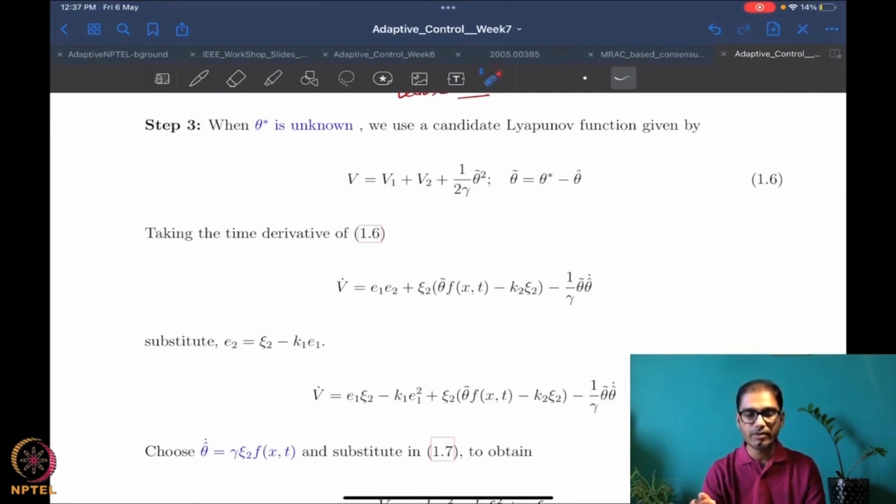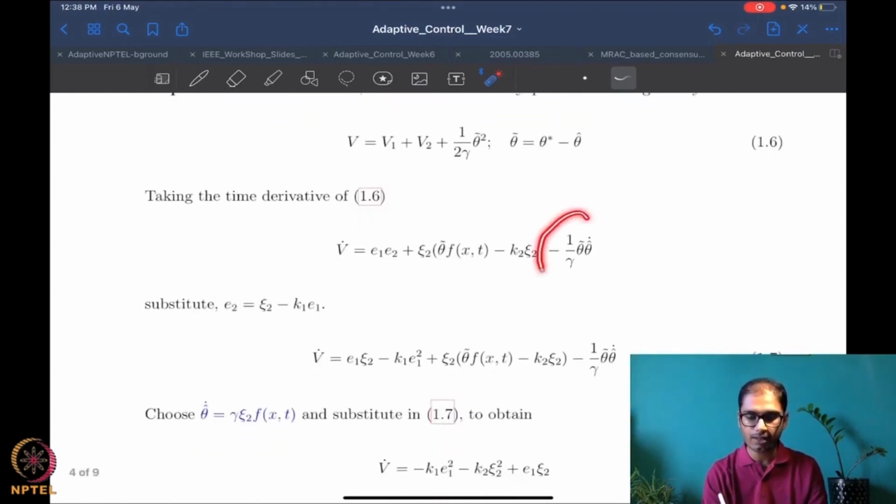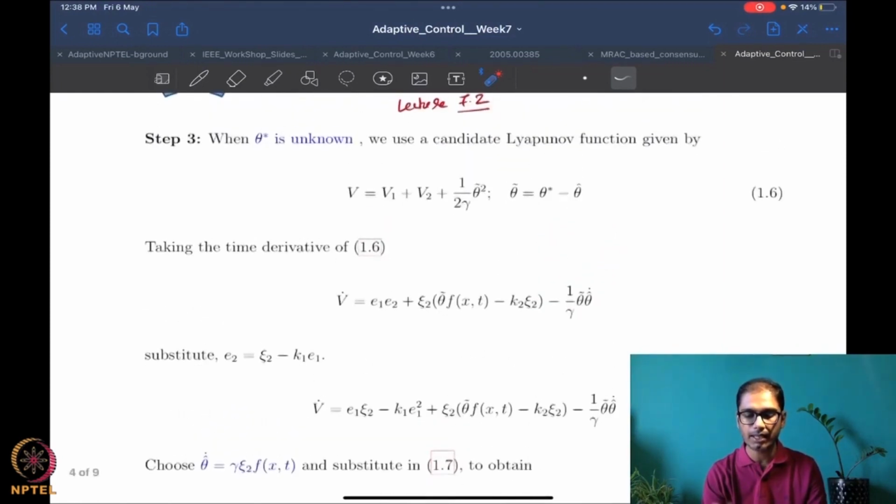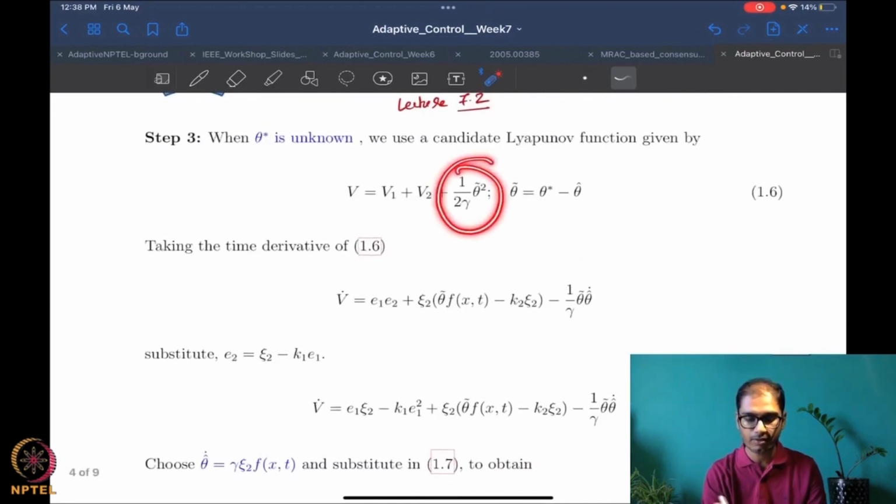What's the derivative? We've already done this. We get an E1 E2, and we get a psi2 dot. Earlier there was only this term, but now, like I said, because the parameter term doesn't cancel out, you also have this term coming. And then of course you have a minus 1 over gamma theta tilde theta cap dot, just coming from here.